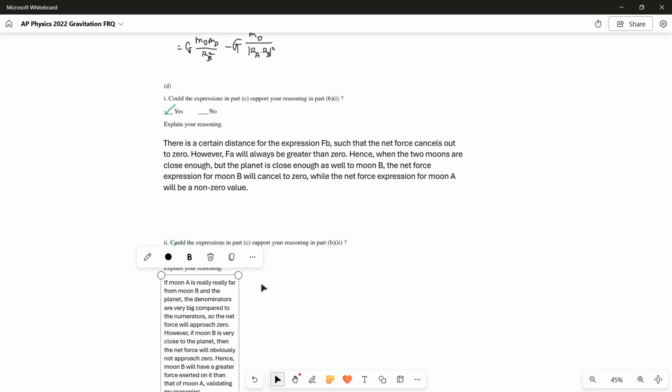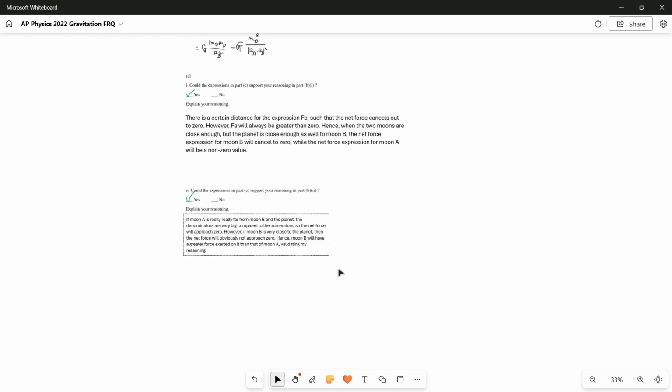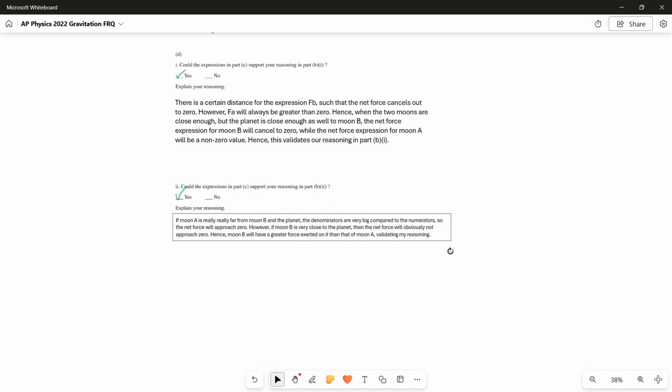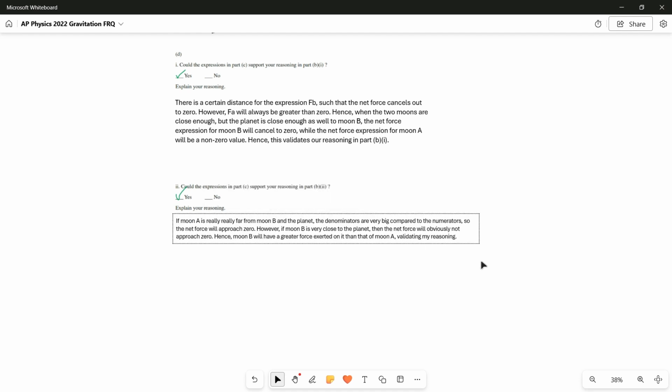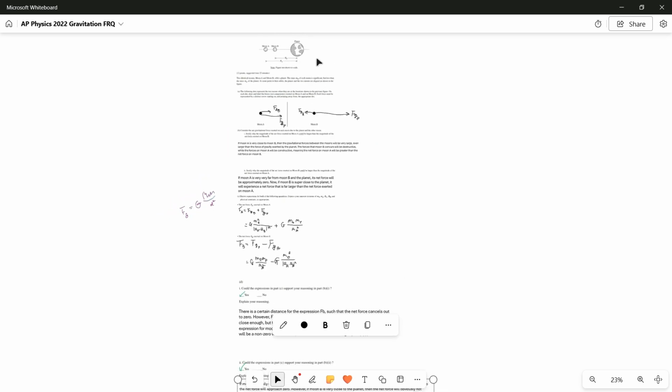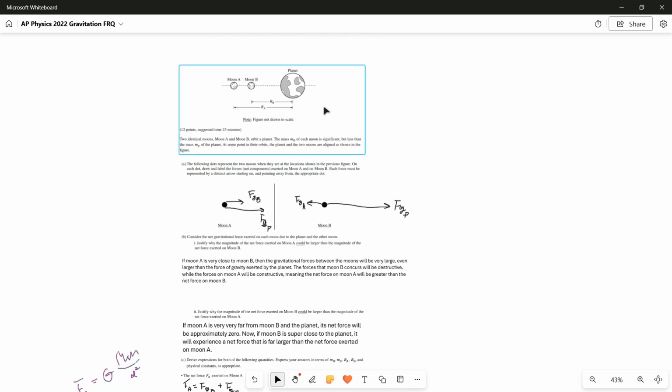And to be consistent, we should also add that sentence at the very end. So we should probably say, hence, this validates our reasoning in part BI. It's always good to reference back to the question. And well, there you have it. That's how you would safely and easily respond to this 2022 AP Physics 1 Gravitational FRQ.